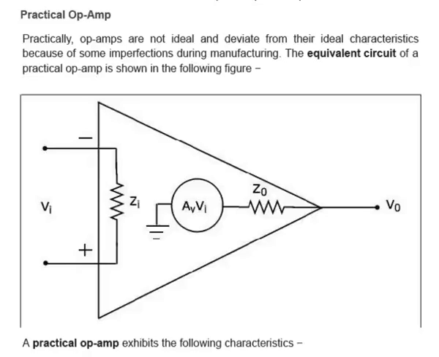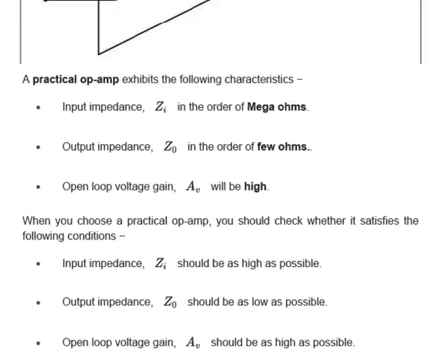Now this is a practical op-amp. You can see here at the input terminal there is a huge amount of resistance. So the input impedance is of the order of megaohm. Here the output is also short through a small resistance, so we can say that the output impedance Z0 is of the order of a few ohm. The open loop voltage gain will be high. So a practical op-amp shows the following characteristics: input impedance of the order of megaohm, output impedance of the order of a few ohm, and open loop voltage gain AV that will be high.